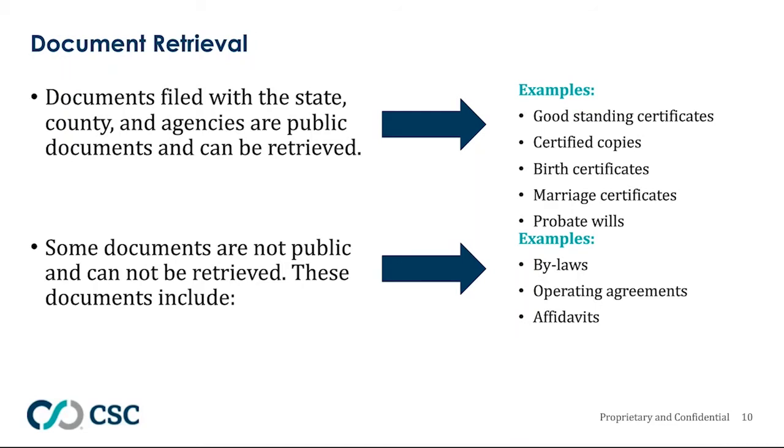Thank you, Helena. Some of the most common documents that can be ordered from states or counties are certificate of good standing, certified copies of formation or qualification, birth certificates, marriage certificates, or probate wills. So one thing to note is that not all documents are public documents. Bylaws, operating agreements, and affidavits are all private and not on record with counties or Secretary of States.